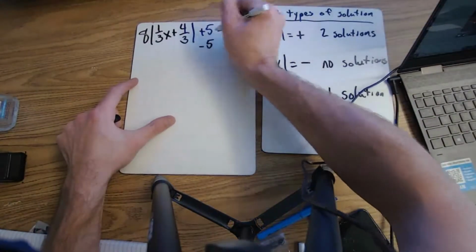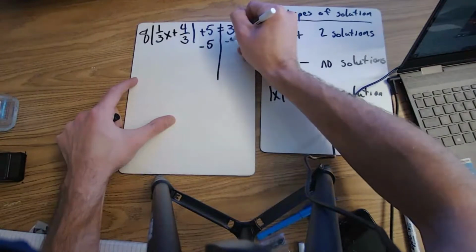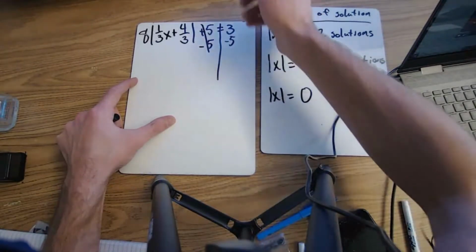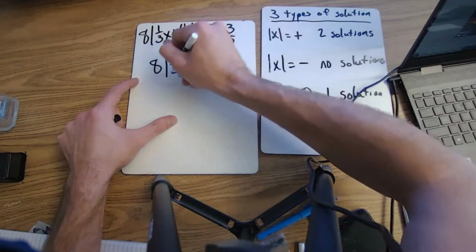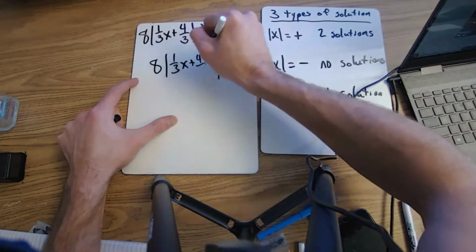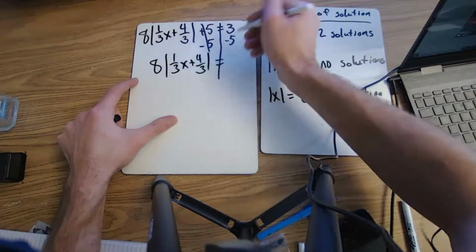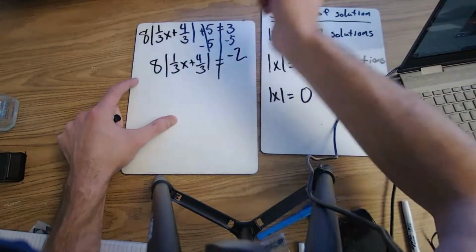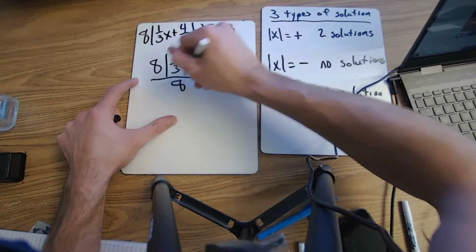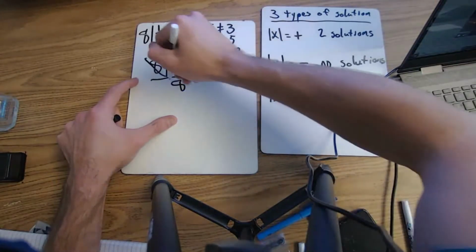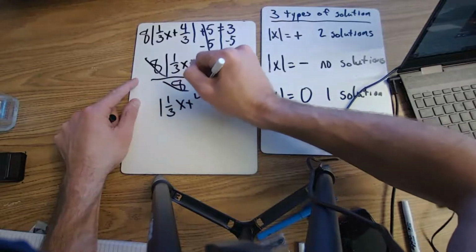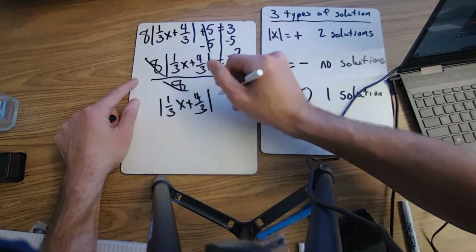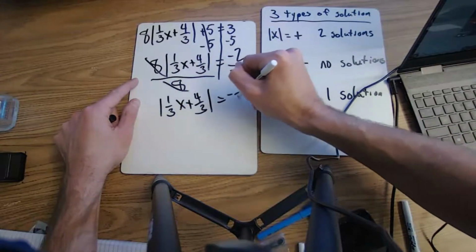I'm going to subtract 5 first. Remember, we want to take care of the stuff that's being added or subtracted first. The absolute value of 1/3 x plus 4/3 times 8 equals negative 2. Then I will divide by 8. Divide by 8. The absolute value of 1/3 x plus 4/3 equals negative 1/4.